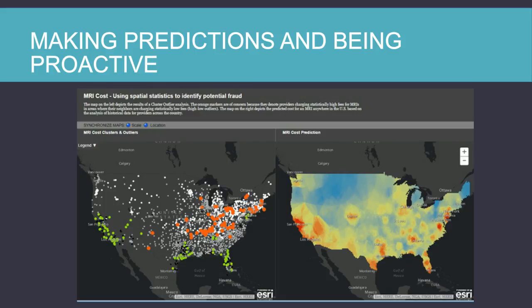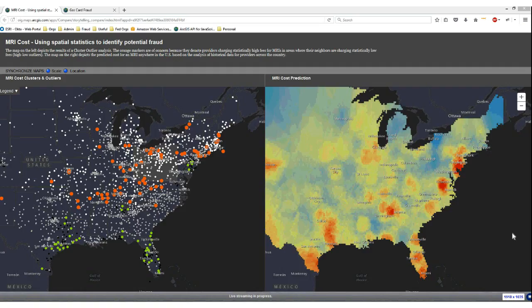Okay, thank you, Mike. So, using GIS to make predictions about our data. What we're looking at here is two different maps, all based off of the same data set. This data set is MRI costs at hospitals across the United States. Each hospital has a location, and it has an average charge per MRI at that location. The map on the left is an analysis done from that data. This map is a cost and cluster outlier.